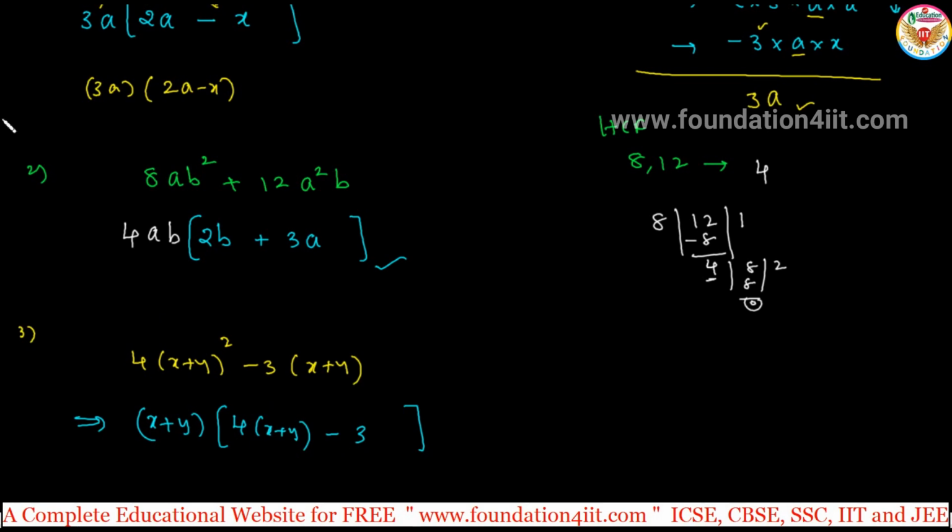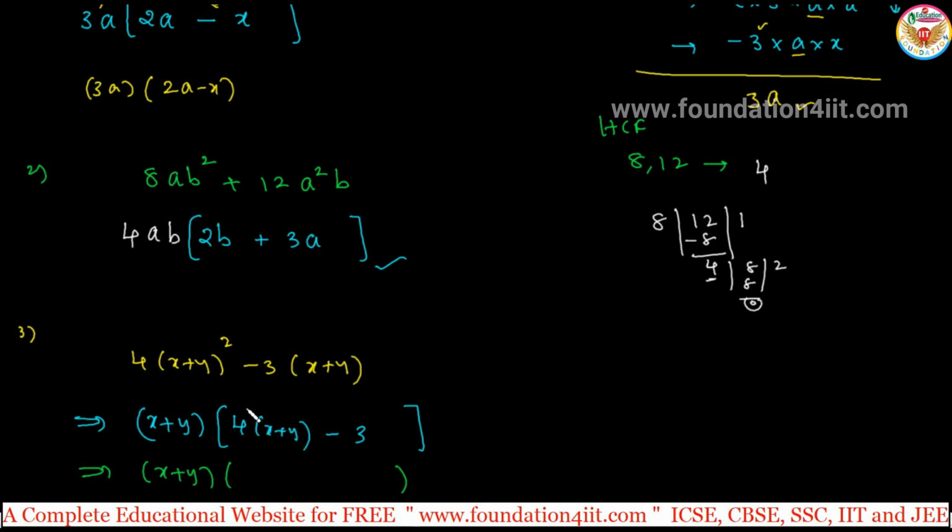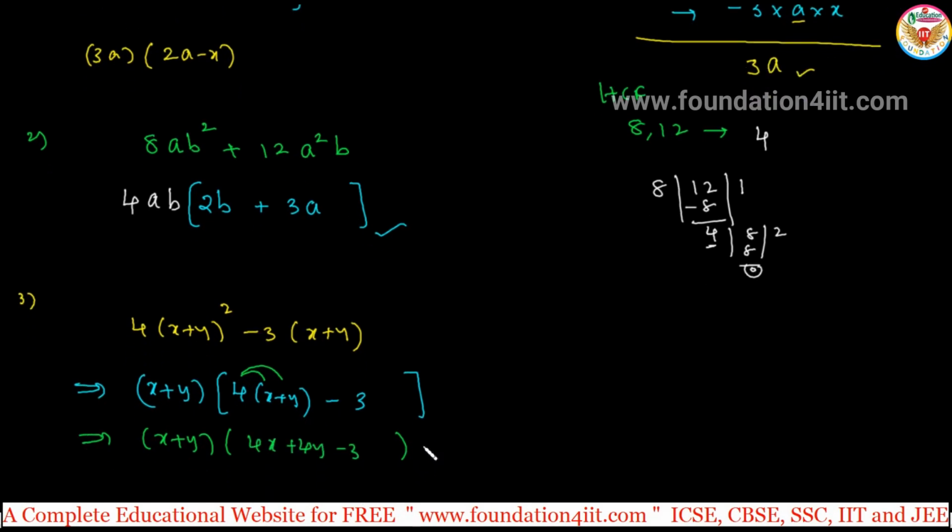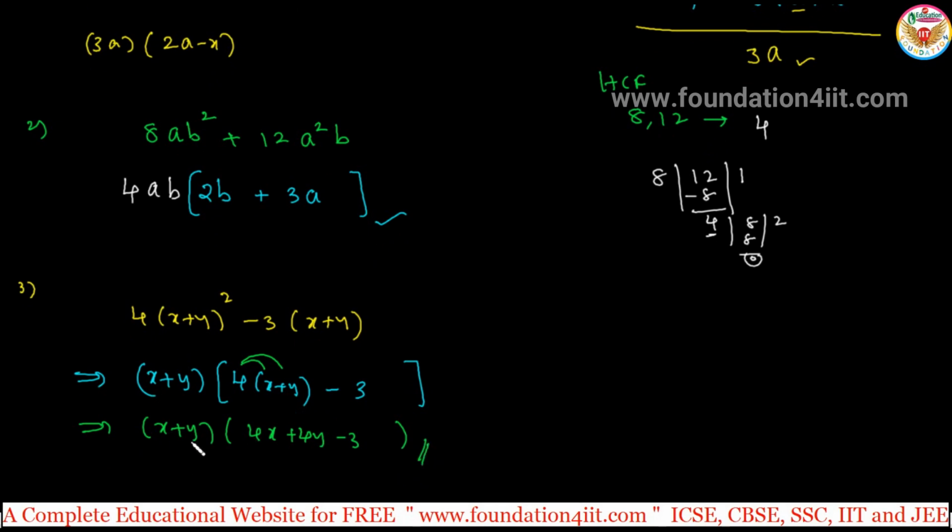Okay, after taking the common, if it is possible within the bracket you can simplify. Now x plus y is as it is. Now in this bracket you simplify. 4 into x, 4 into y, distributive property, just multiply. 4x plus 4y, again minus 3, right? So this is the factorization. x plus y is an expression, 4x plus 4y minus 3 is another expression. We made the product. Same way, even other questions.